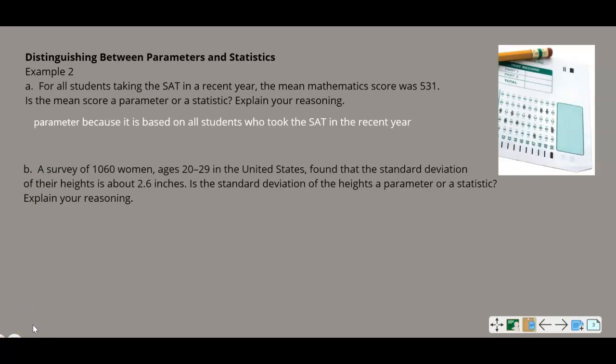All right, B part. A survey of 1,060 women ages 20 to 29 in the United States found that the standard deviation of their heights is about 2.6 inches. Is the standard deviation of the heights a parameter or a statistic? Explain your reasoning. All right, so this is a survey of 1,060 women ages 20 to 29 in the United States. So anybody with any kind of logic knows that there's a whole lot more than 1,060 women between those ages in the United States. So we can quickly determine that that is a statistic.